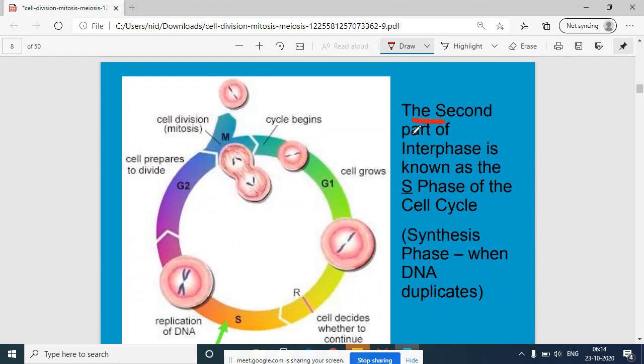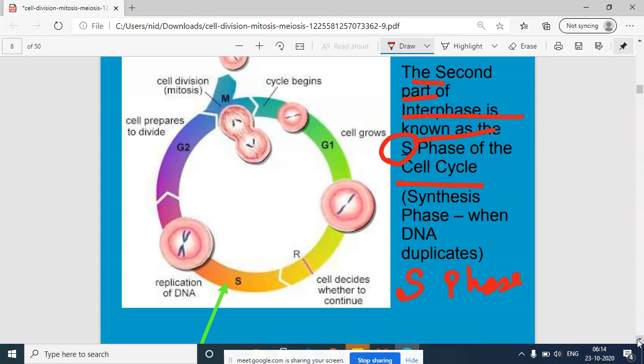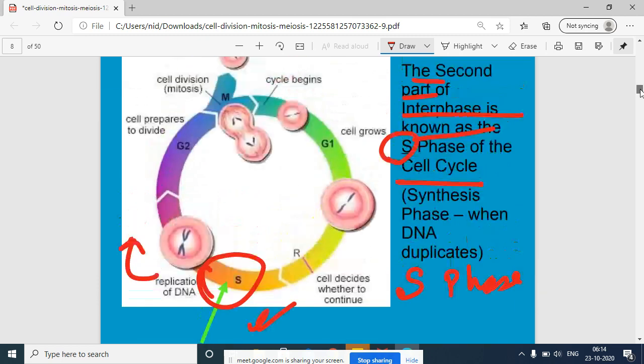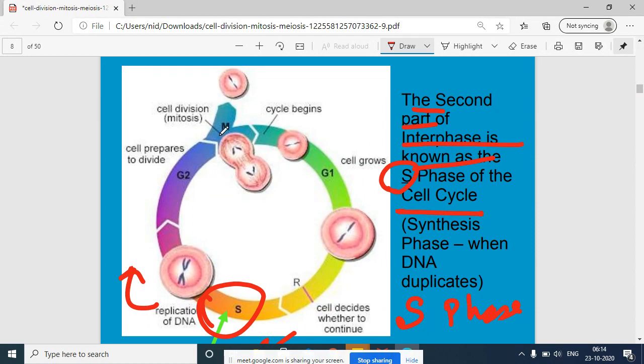Now, the second phase of interphase is known as the S phase of the cell cycle. It is the synthesis phase, when the DNA is going to replicate itself. So in G1, the cell decides whether to continue. This is the S phase, wherein there will be DNA replication. So it's just a precursor to that. The cell is going to prepare again to undergo cell division.